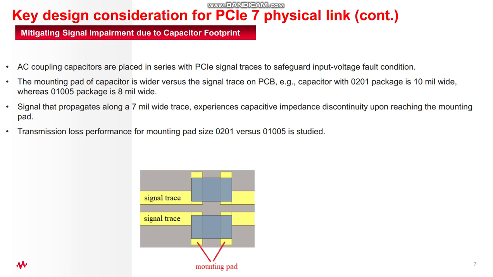Next, mitigating the signal impairment due to the capacitor footprint. AC coupling capacitors are placed in series with the PCIe signal traces to safeguard the input voltage fault condition. The mounting pad of the capacitor is wider versus the signal trace on PCB. For example, capacitor with 0201 package is 10 mm wide, whereas the 01005 package is 8 mm wide. Signal that travel along 7 mm wide trace experience the capacitance impedance discontinuity upon reaching the mounting pad. Transmission loss performance for mounting pad size 0201 versus 01005 is studied.